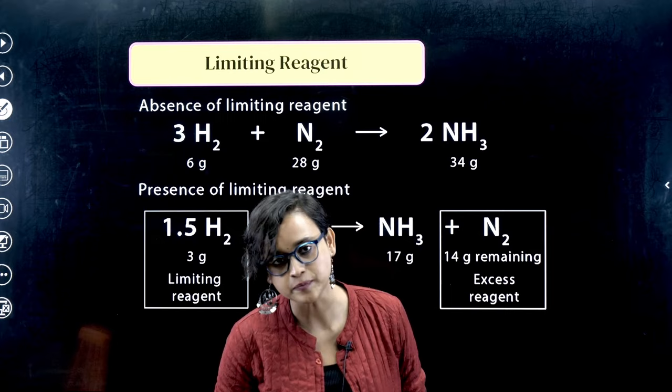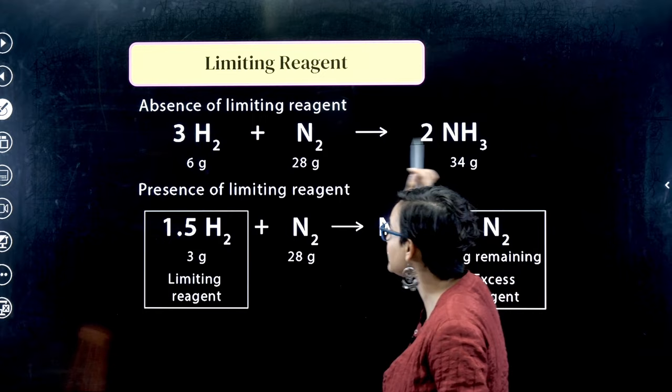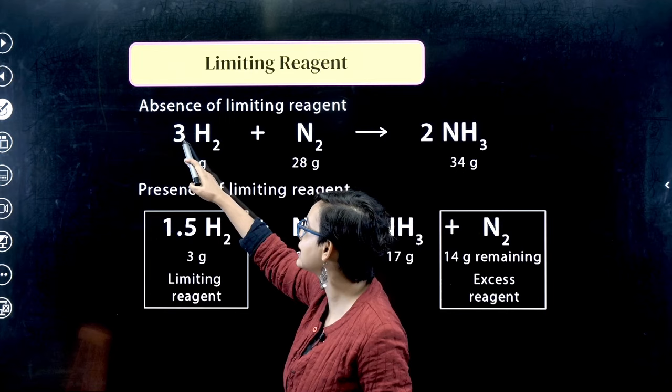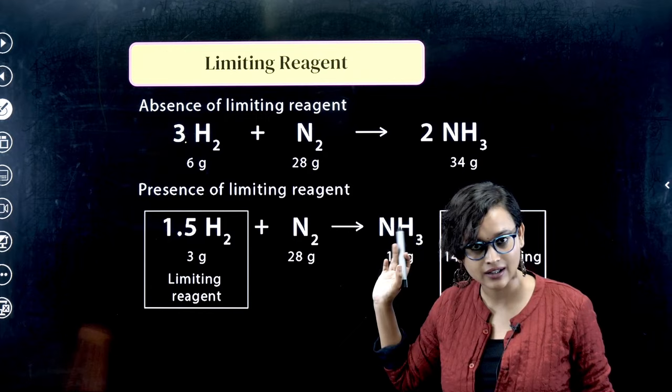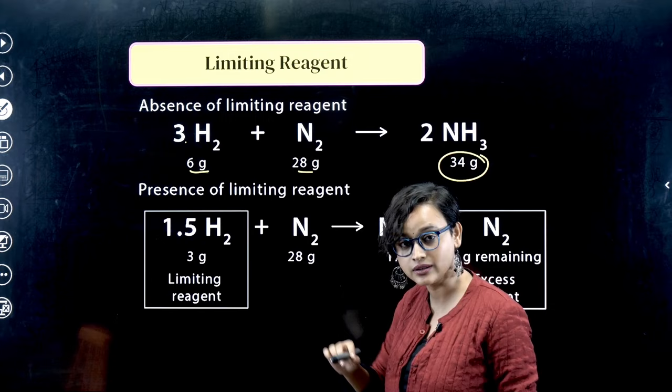Okay, all right. Now for example, in the absence of limiting reagent, if you want to have this reaction, hydrogen plus nitrogen will be forming 2NH3, right? So in the absence of limiting reagent, you see that 3 hydrogen gives you 2NH3 here, but please do note here, 6 gram of hydrogen, 28 gram of nitrogen is giving you 34 gram of NH3.